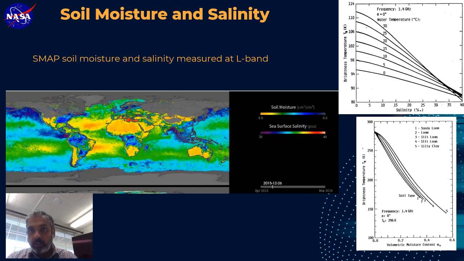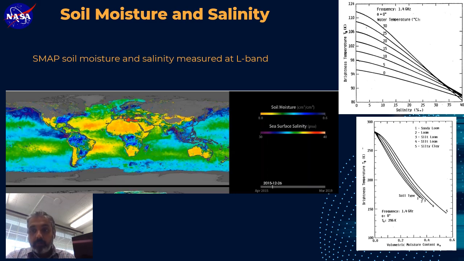The plots on the right show you the sensitivity of your brightness temperature to the parameter. So if you look at the top right, as salinity goes up, your brightness temperature goes down. But you can see at different water temperatures, you have different sensitivities to it. So we're not as sensitive to colder waters, but we're very sensitive to warm tropical waters at L band.